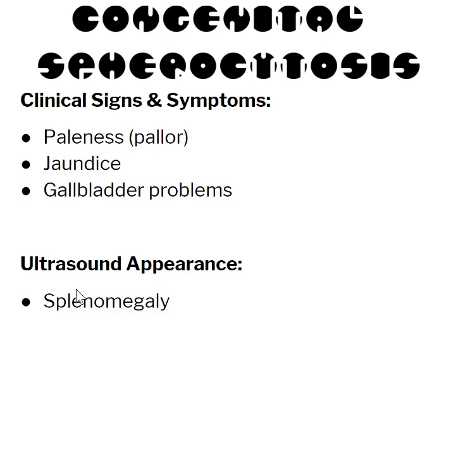The clinical signs and symptoms that go along with congenital spherocytosis are going to match up mostly because of the anemia. So we have paleness, jaundice, and gallbladder problems that go along with it.